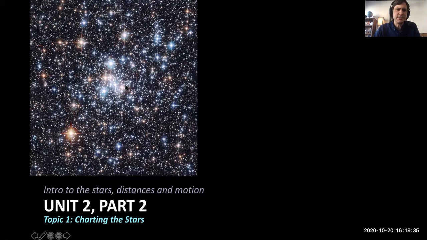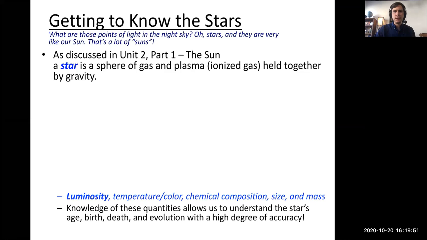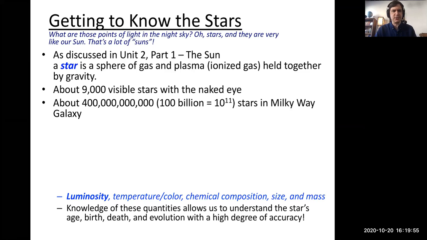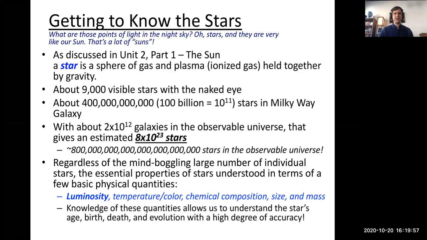But here you can see that there's a huge variety in stars. Some stars are bright, some stars are dim, some are red, some are white, some are blue. They have a whole large variety of properties. And that's going to be mostly what we're doing in Unit 2, Part 2, is trying to understand all the properties of the stars. So let's get to know the stars a little bit. And I apologize, let's just go ahead and put everything up since that last one didn't animate. So getting to know the stars.